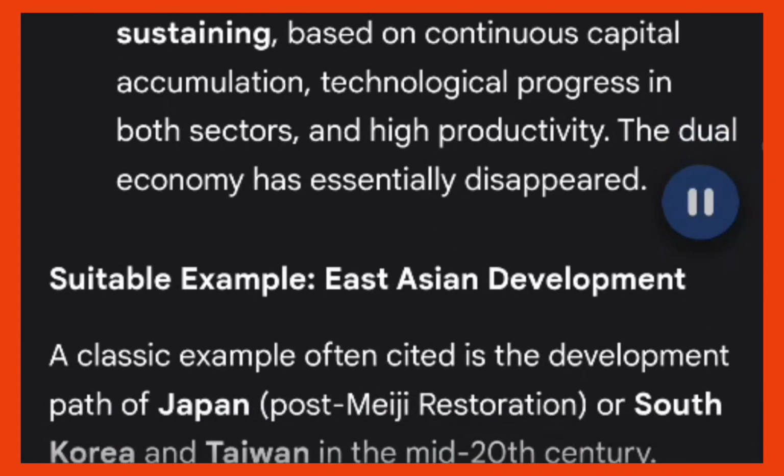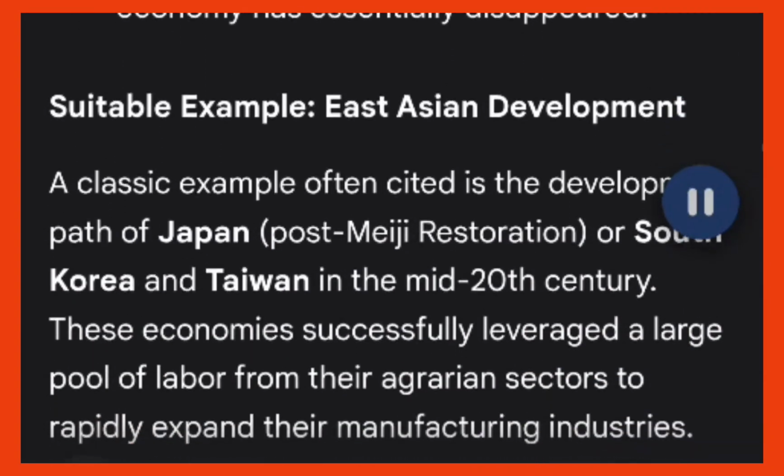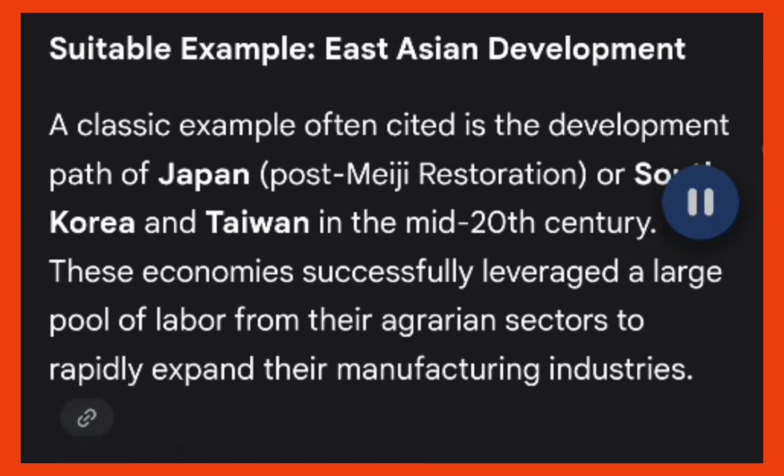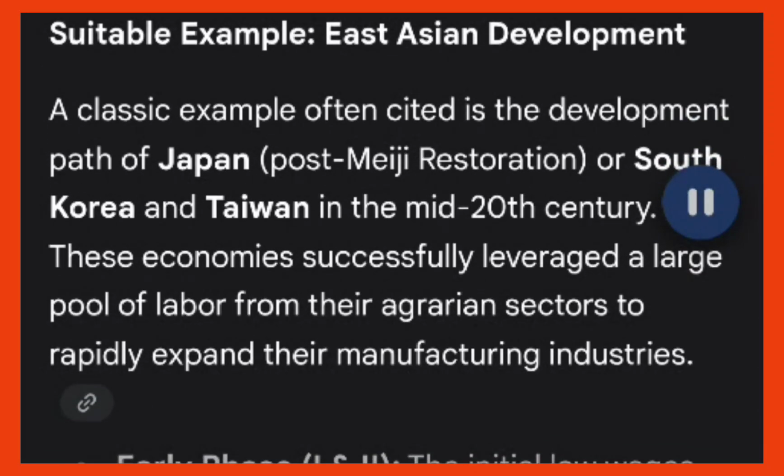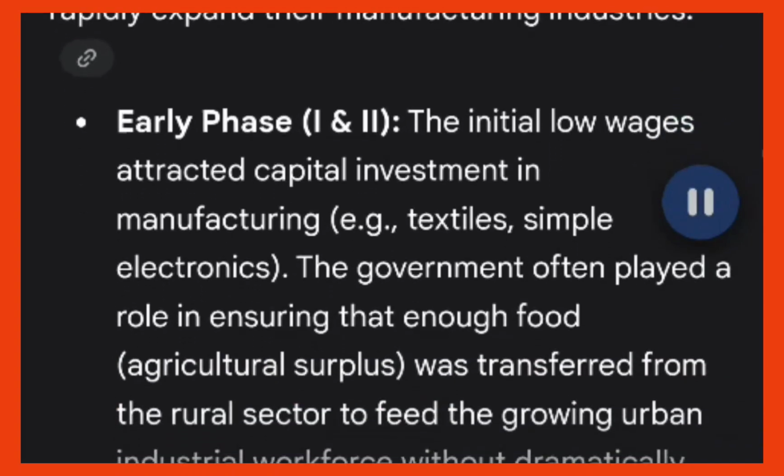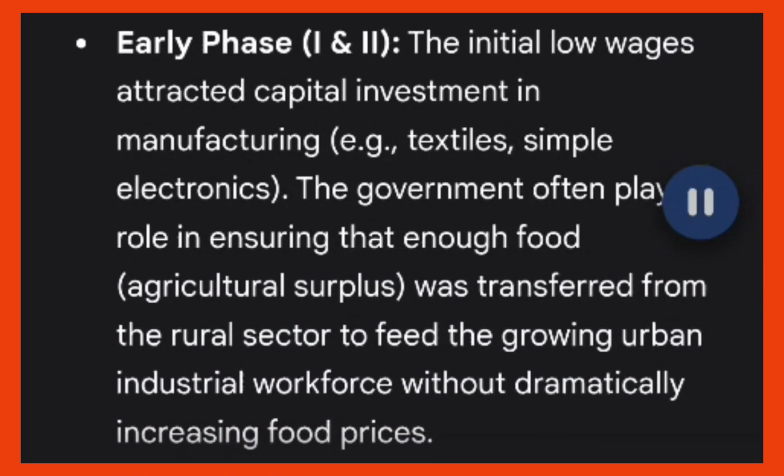Suitable example: East Asian development. A classic example often cited is the development path of Japan, post-Meiji Restoration, or South Korea and Taiwan in the mid-20th century. These economies successfully leveraged a large pool of labor from their agrarian sectors to rapidly expand their manufacturing industries. Early phase, Phase 1: the initial low wages attracted capital investment in manufacturing, e.g., textiles, simple electronics. The government often played a role in ensuring that enough food, agricultural surplus, was transferred from the rural sector to feed the growing urban industrial workforce without dramatically increasing food prices.